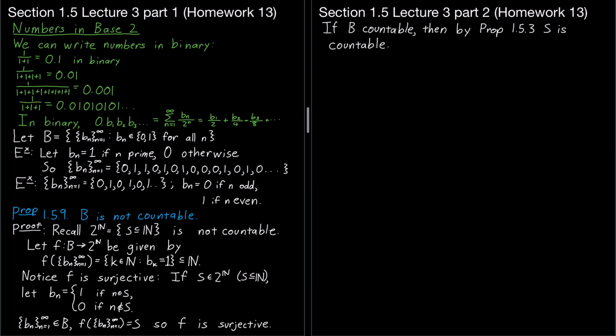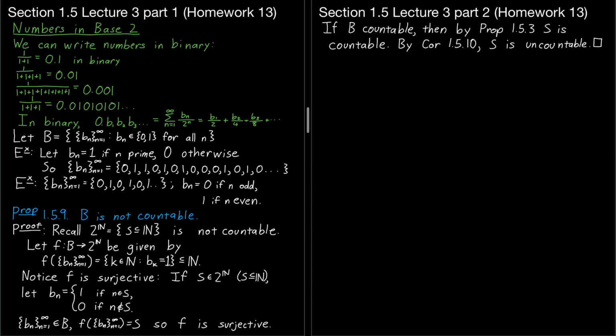But we know S is not countable. That was the last corollary in the last video, corollary 1.5.10. S is uncountable. That gives us a contradiction, and that completes the proof.